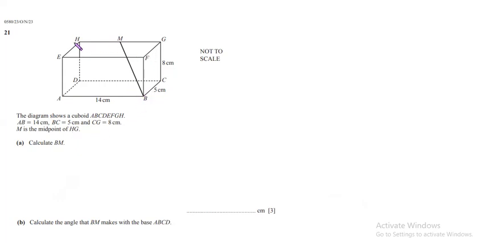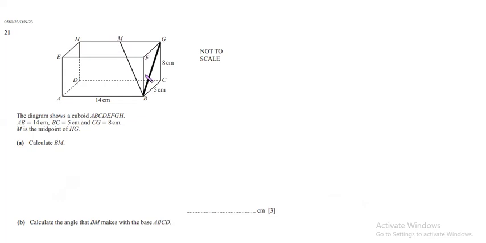So this is where M is, that is the midpoint of HG. And we are supposed to find what BM is. This is BM. To find this BM, this is what we are going to do. I'm going to first use this side and calculate how much BG is. Once I calculate what BG is, I'm going to calculate what BM is.